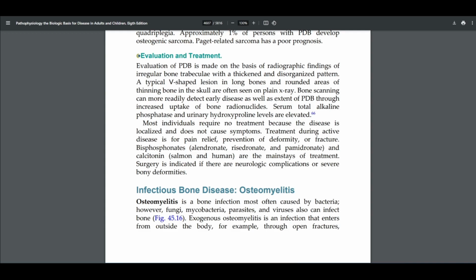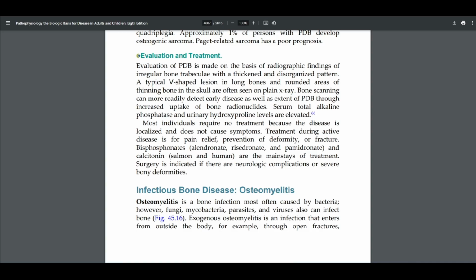Evaluation of Paget's is made on the basis of radiographic findings of irregular bone trabeculae with a thickened and disorganized pattern. A typical V-shaped lesion in long bones and rounded areas of thinning bone in the skull are often seen on plain X-rays. Bone scanning can more readily detect early disease as well as the extent of Paget's through increased uptake of bone radionuclides. Serum total alkaline phosphatase and urinary hydroxyproline levels are elevated.